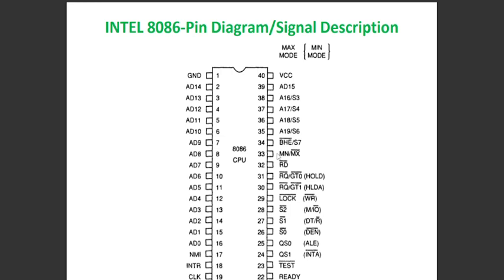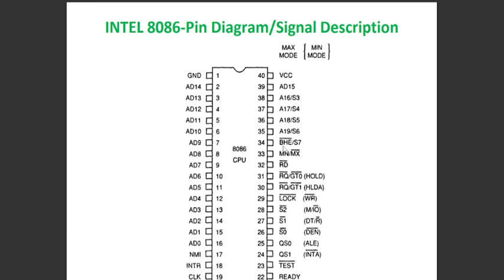Next, the address/status bus, that is A16, A17, A18 and A19, that is S3, S4, S5, S6, at pin number 35 to pin number 38. These are the 4 address/status buses. During the first clock cycle, it carries the 4-bit address and later it carries the status signals.